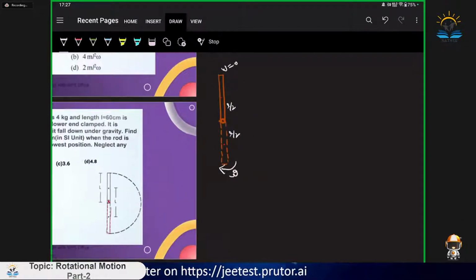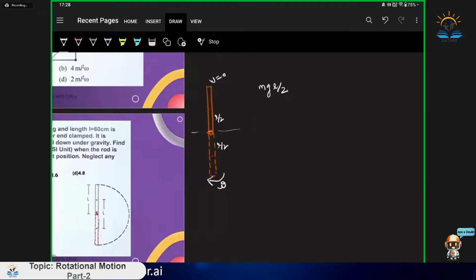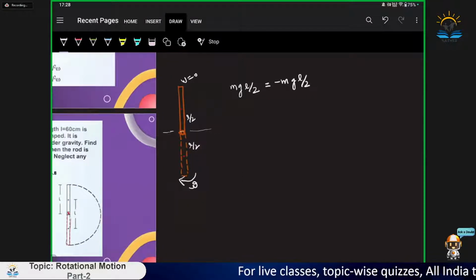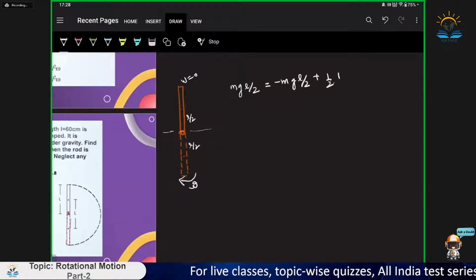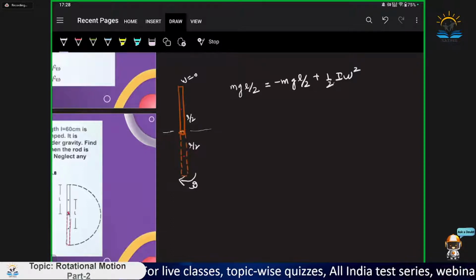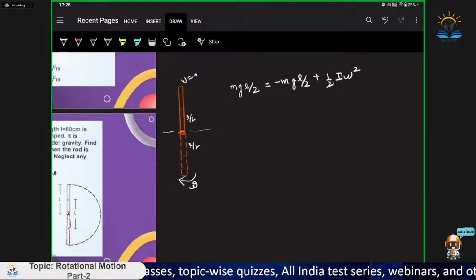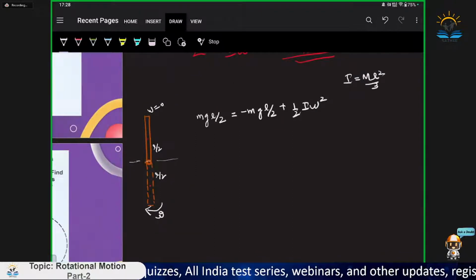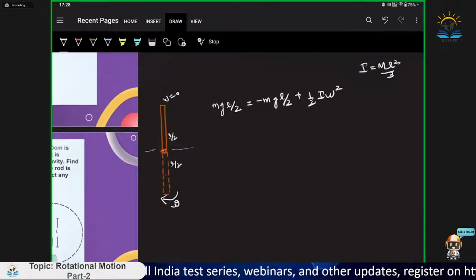At the beginning, it has only potential energy, that is mg into L by 2, if I take this as the reference point. No kinetic energy there. In the final condition, when it reaches the lowest position, its potential energy is mg into minus L by 2, because this is the reference point, plus it has some kinetic energy also, half I omega square. The rod is rotating about its one end, so I of the rod will be mL square by 3. So mgL by 2 plus mgL by 2, how much?